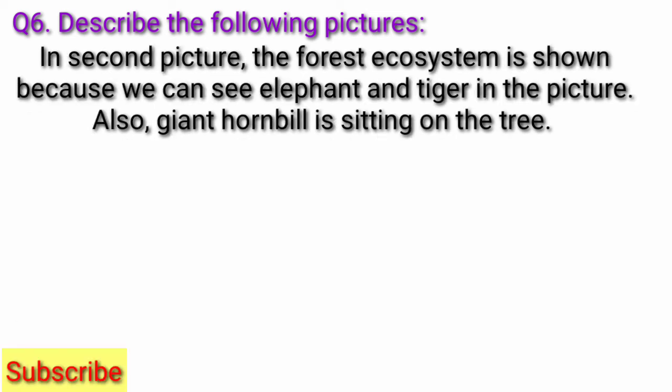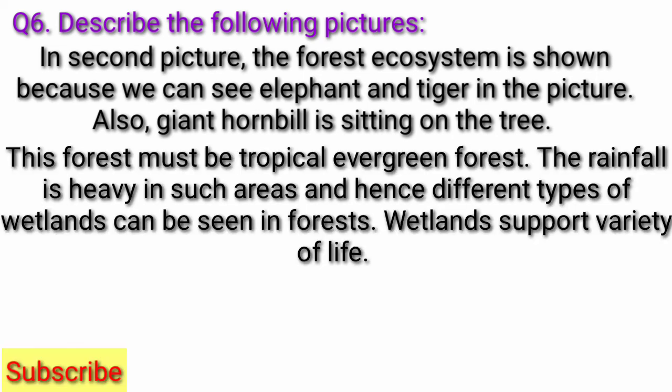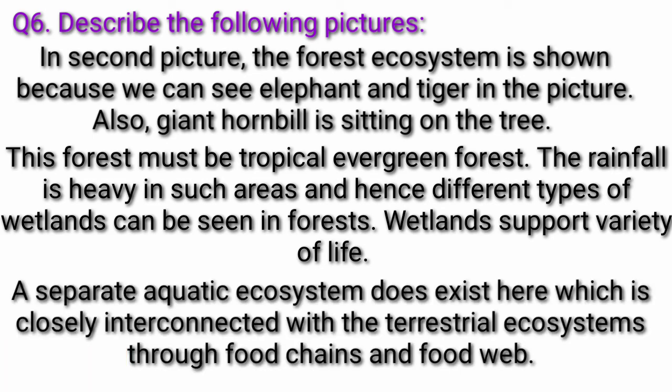In second picture, the forest ecosystem is shown because we can see elephant and tiger in the picture. Also, giant hornbill is sitting on the tree. This forest must be tropical evergreen forest. The rainfall is heavy in such areas and hence different types of wetlands can be seen in forest. Wetlands support variety of life. A separate aquatic ecosystem does exist here, which is closely interconnected with the terrestrial ecosystems through food chains and food web.